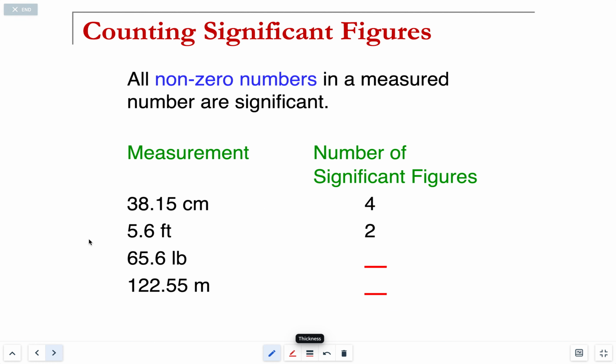All right, now looking at our rules for counting them, you should always look for the first number that's not 0. So in this measurement, it starts at the 3, and you go to the very last digit. This is the one that's uncertain. This is the guess. So there's 1, 2, 3, 4 significant figures here. Again, for this measurement, you start at the first number that's not 0, the 5, and this is the one that we're guessing on. So this is 2 significant figures. Here we have 1, 2, 3 significant figures, and here we have 1, 2, 3, 4, 5 significant figures.